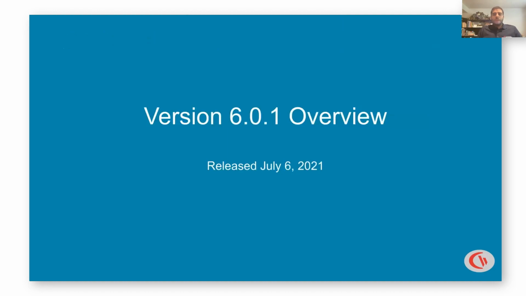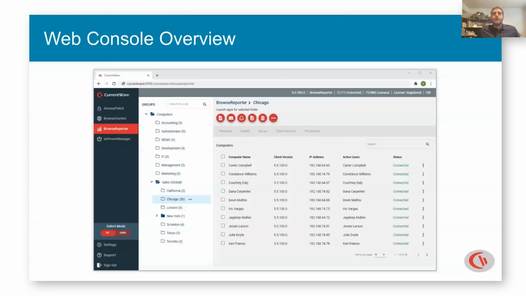So we released the latest version on July 6th, and we're really excited about some of the new features and opportunities that we've provided in this version of the software. Just to get started, as many of you know, about 3 months ago, we released the new web console. So this is just a screenshot of that. Great way for you to have a new way to manage CurrentWare, a lot more user-friendly, can be accessed from a browser. And we're adding a lot of new features to it over the coming months.